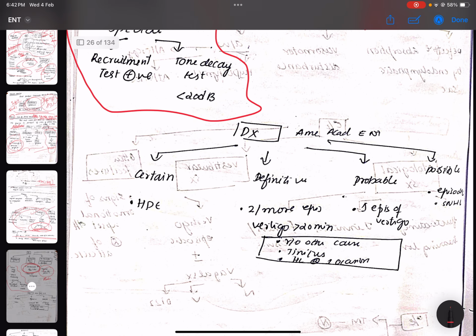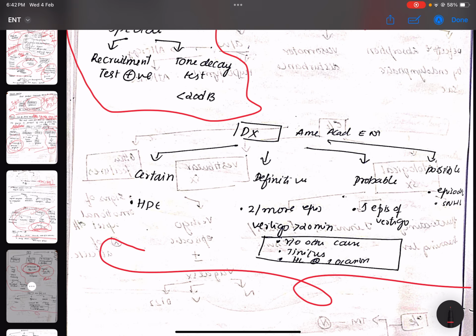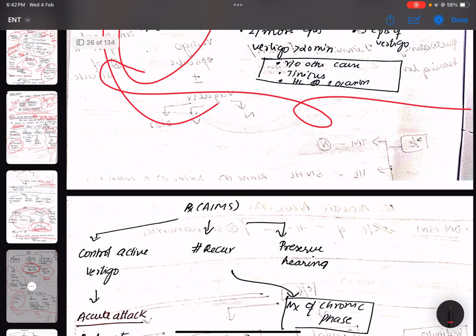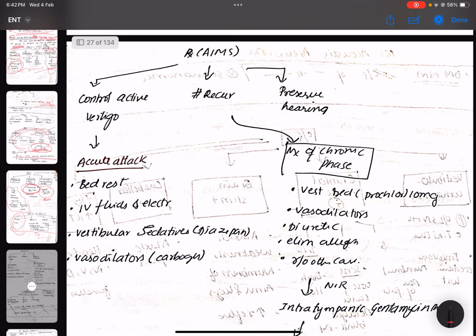And if you want to make a diagnosis according to the American Academy of ENT, these are the things which they have presented. Certainly you can make a diagnosis if you have a histopathological report, but these are the definitive and probable things when you can say it's Meniere's. And what are the treatment aims?